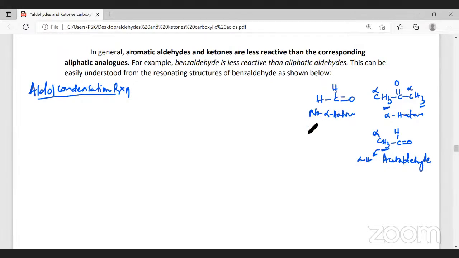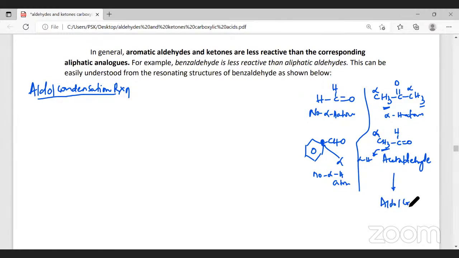No alpha hydrogen atom. Likewise, if you take a molecule like benzaldehyde, this is the alpha carbon atom, but this alpha carbon contains no hydrogen. Since this carbon contains no hydrogen, benzaldehyde also contains no alpha hydrogen atoms. So if a molecule contains alpha hydrogen atoms, it will undergo aldol condensation reaction. If a molecule contains no alpha hydrogen, it will undergo Clemmensen's reaction.